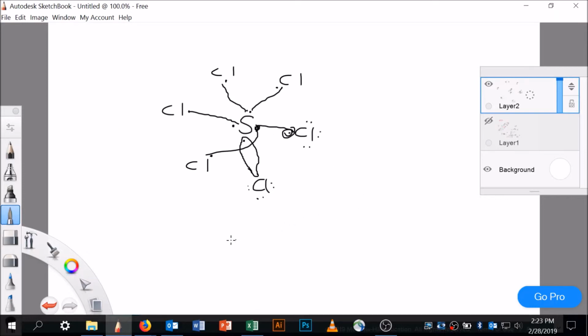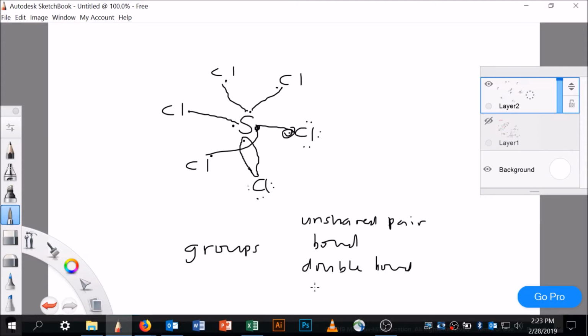So how many electron groups? Remember, groups are an unshared pair of electrons, a single bond, a double bond, or a triple bond, right? So it looks like I've got 6 groups here. 1, 2, 3, 4, 5, 6.